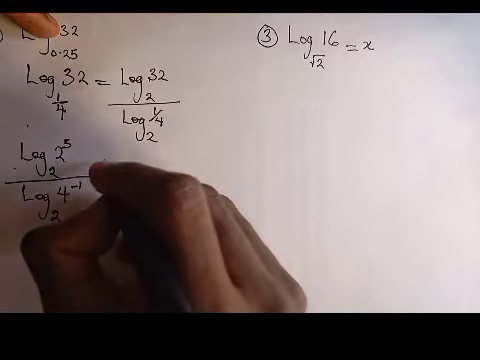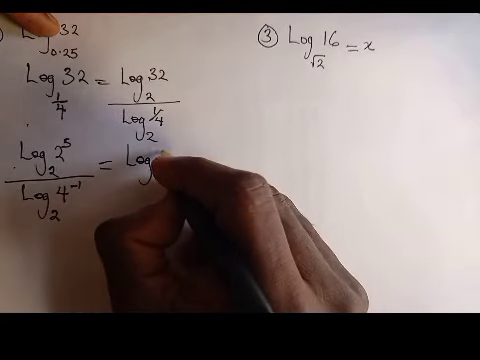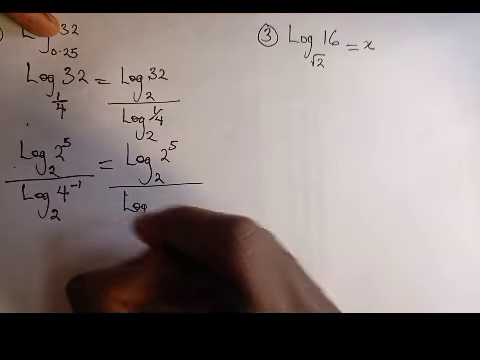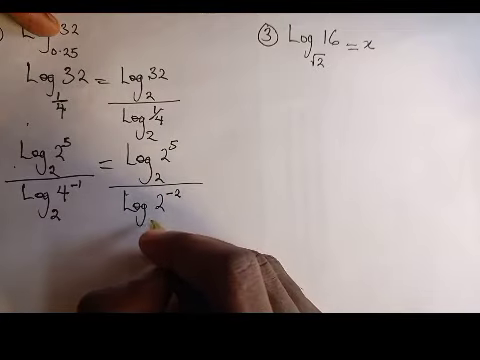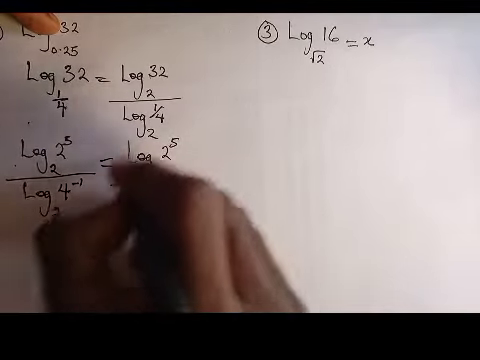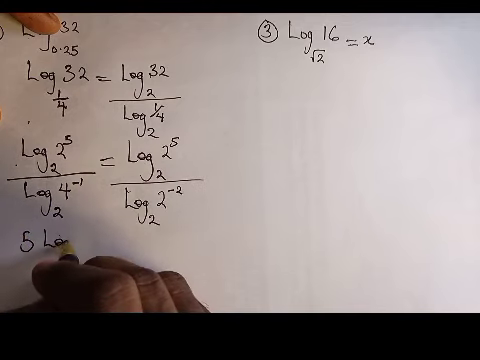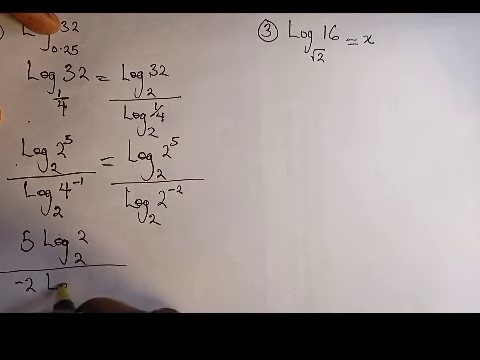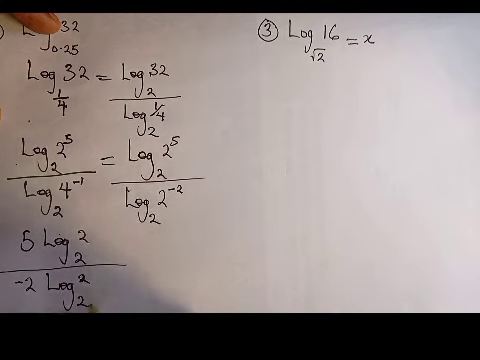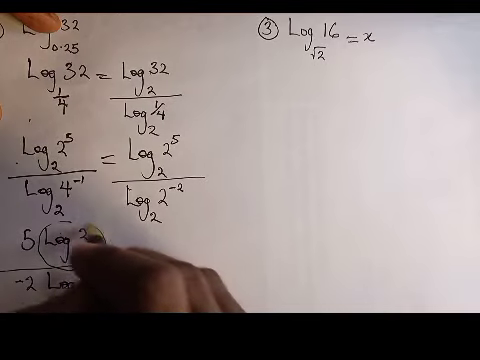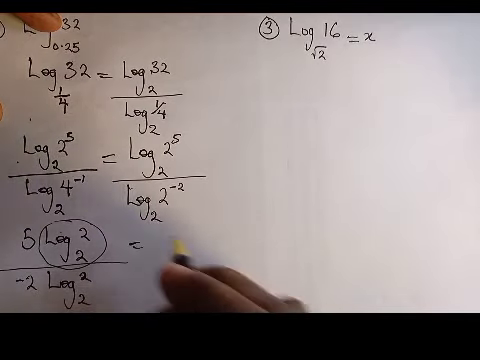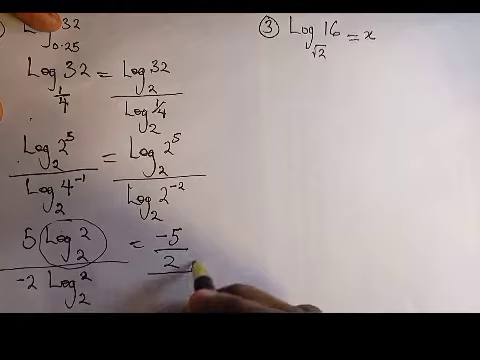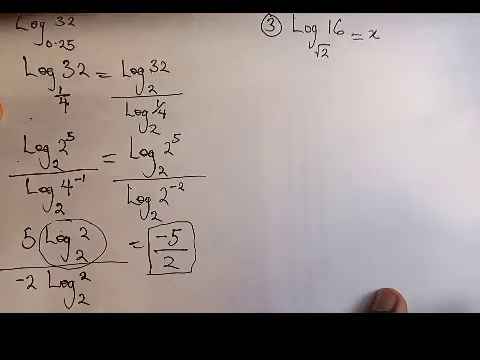So I'm going to reduce this again to log 2 raised to power 5 to base 2 all over log 2 raised to power minus 2 to base 2. Now, this becomes 5 log 2 to base 2 all over minus 2 log 2 to base 2. And remember, log of a number to the same base is 1. So at the end of the day, our answer is minus 5 over 2 because this becomes 1, this becomes 1. Then when we multiply, we are left with minus 5 over 2.